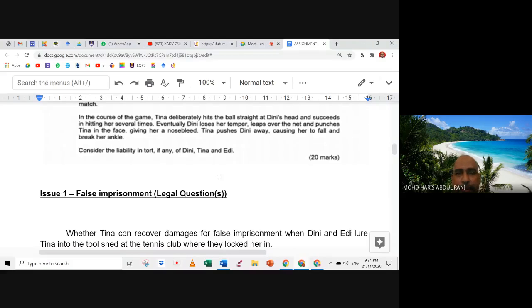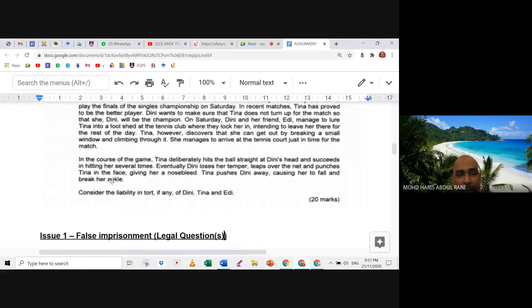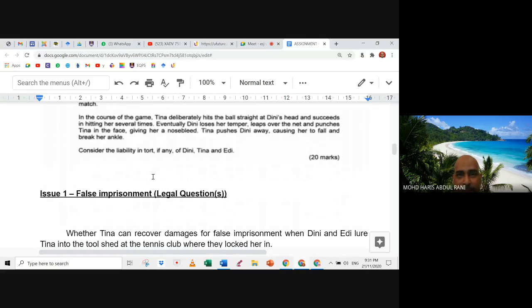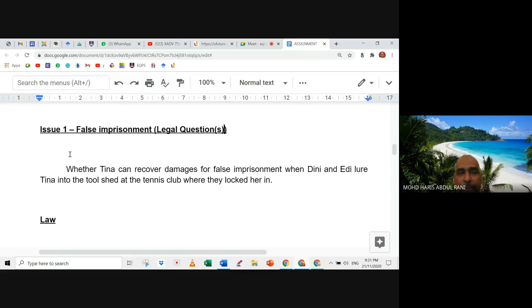So for legal questions, false imprisonment is the one that you want to bring up. There are several issues in the question. If there are many false imprisonments, maybe A with B, B with C, C with D, there are 3 false imprisonments. Then you have to put all three issues together when you are discussing the issue. So issue 1, issue 2, issue 3 are all about false imprisonment.